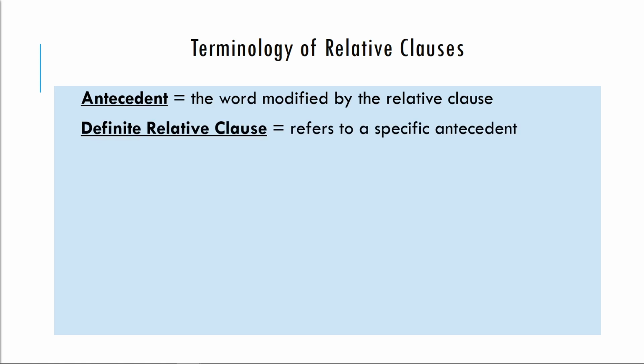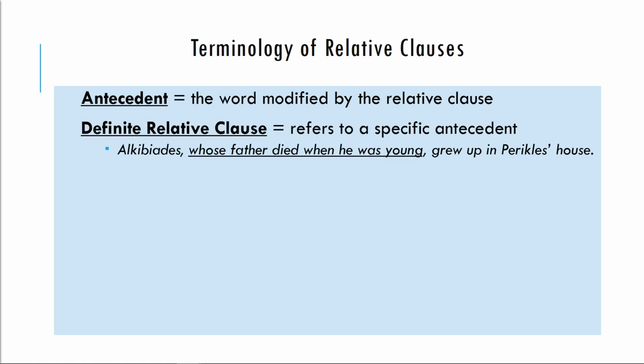Now, there are definite relative clauses. These are the ones that refer to a specific antecedent. So, for example, Alcibiades, whose father died when he was young, right? Alcibiades is a specific person. We're not just talking about anyone whose father dies when he's young. We're talking about a specific person. So, this is very definite. That vase that has a crack in it was damaged in transport. When you're talking about a thing, you usually use "that" or "which."